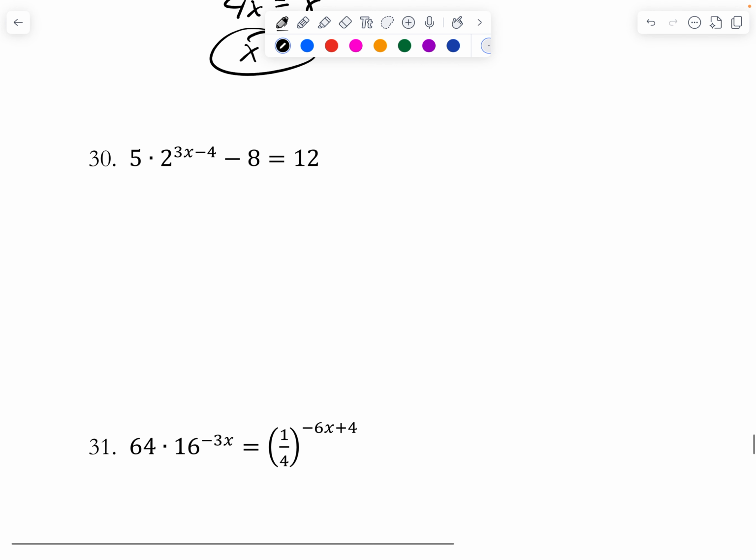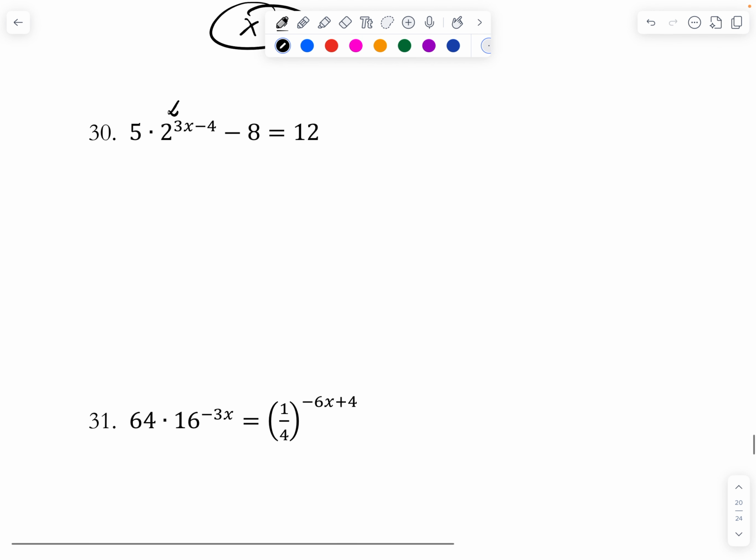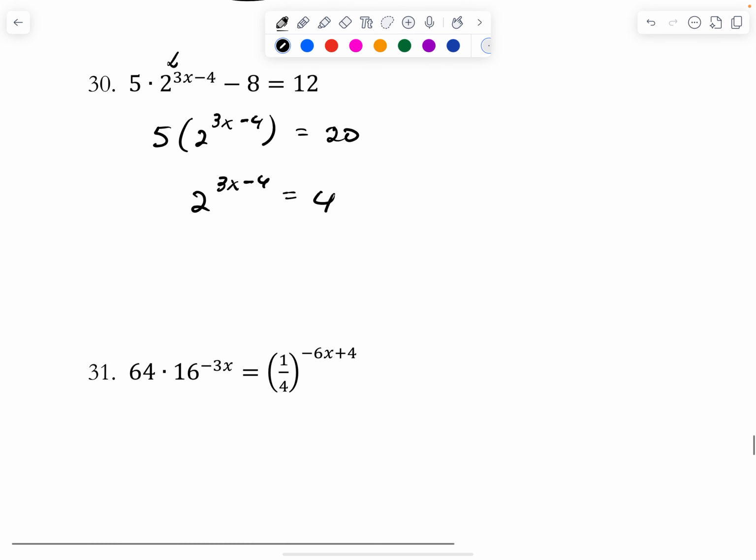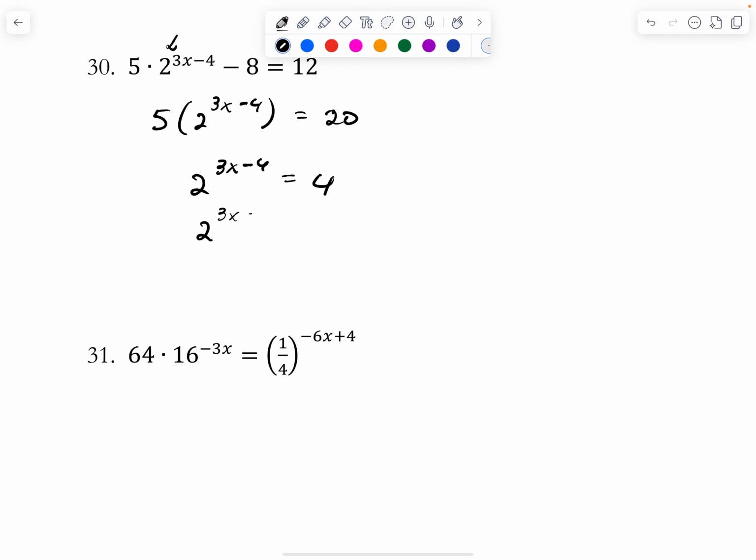Okay, for this one, I'm going to first isolate this base of 2 by moving that minus 8 over to get 20. Then divide by 5, and you get 4. And now I can rewrite that 4 as 2 squared, and then set the exponents equal. So I get 3x equals 6, or x equals 2. Don't need to check this one, not a logarithmic equation.